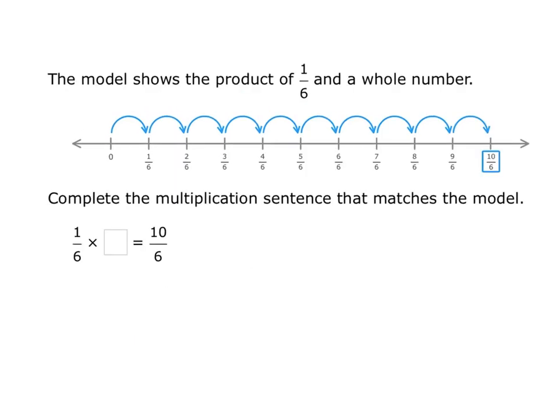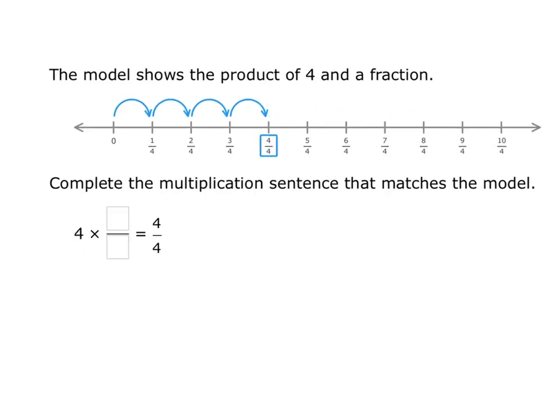The model shows the product of 1/6 and a whole number. So I'm counting by 1/6. 1, 2, 3, 4, 5, 6, 7, 8, 9, 10 times 1/6 would give me 10/6. So I need to plug in the whole number 10. That's how many times I'm counting by 1/6 to get to a total of 10/6.